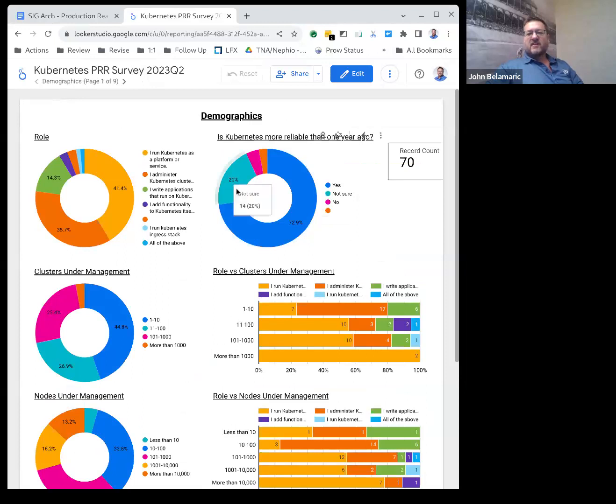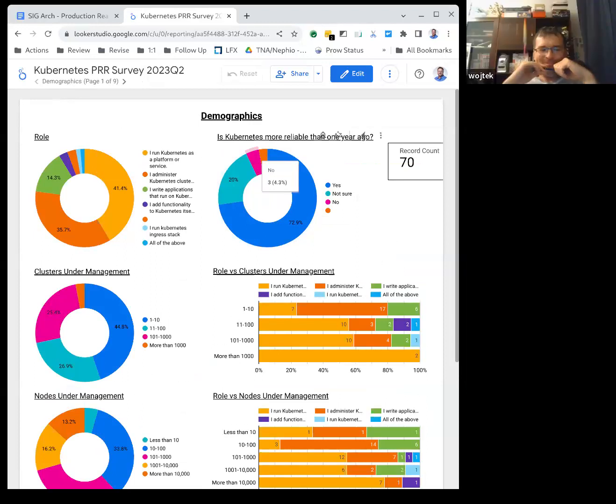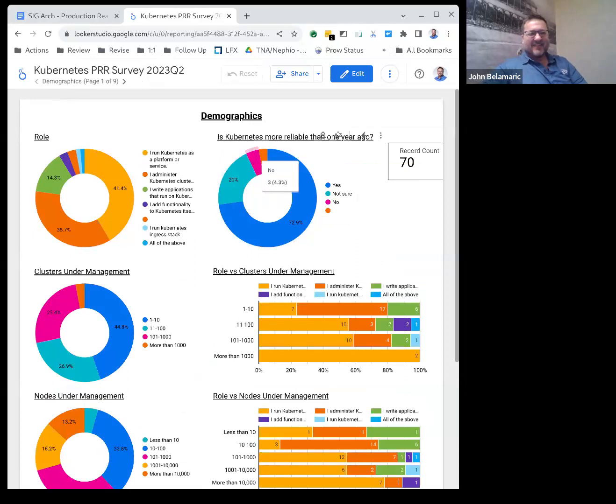And even if you actually dig in, at least one of these no's is, well, it was already really, really stable. So no, it's not any more stable. It's just as stable. Yep. We didn't word the question that well because we got those kind of responses. We probably should be saying, is it at least as stable?